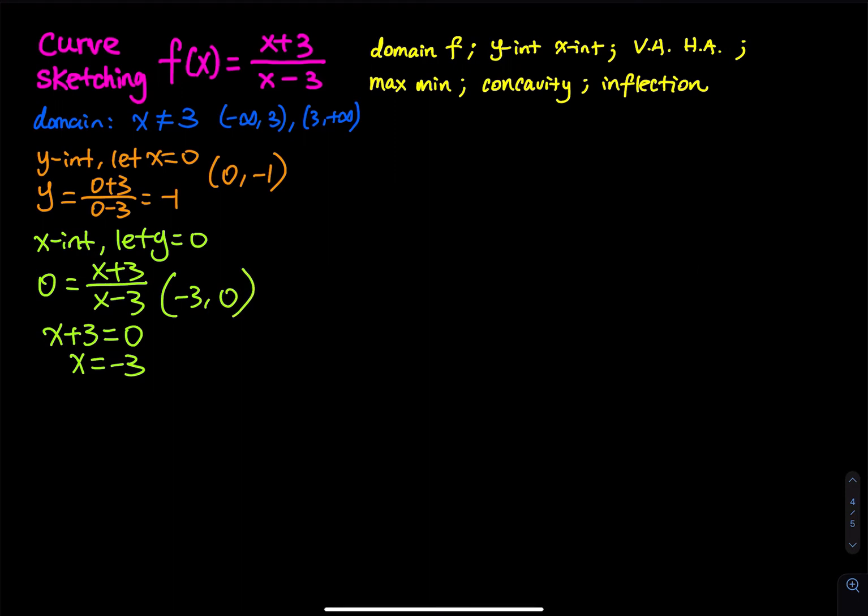And then moving on to the vertical asymptote. For vertical asymptote, you already see that in the domain. Do you see that x cannot equal 3 because that makes the function fail to be defined? Therefore, x equals 3 is the vertical asymptote. All right, how about horizontal asymptote?